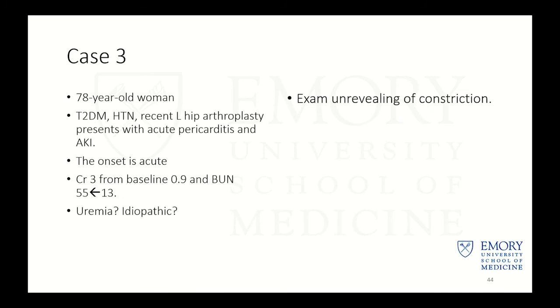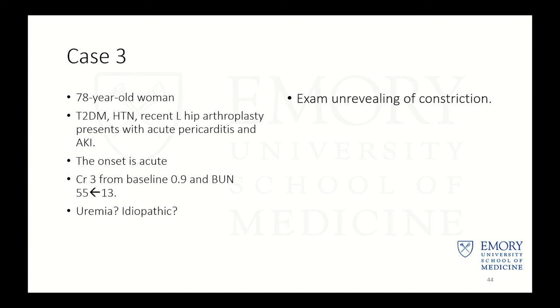And this last case, a 78-year-old woman with not a lot of comorbidities, had diabetes, and left hip arthroplasty prior to presentation. She comes in with chest pain that's very classic for acute pericarditis. She didn't have typical EKG findings, but had chest pain and pericardial effusion. So we treated her for acute pericarditis.